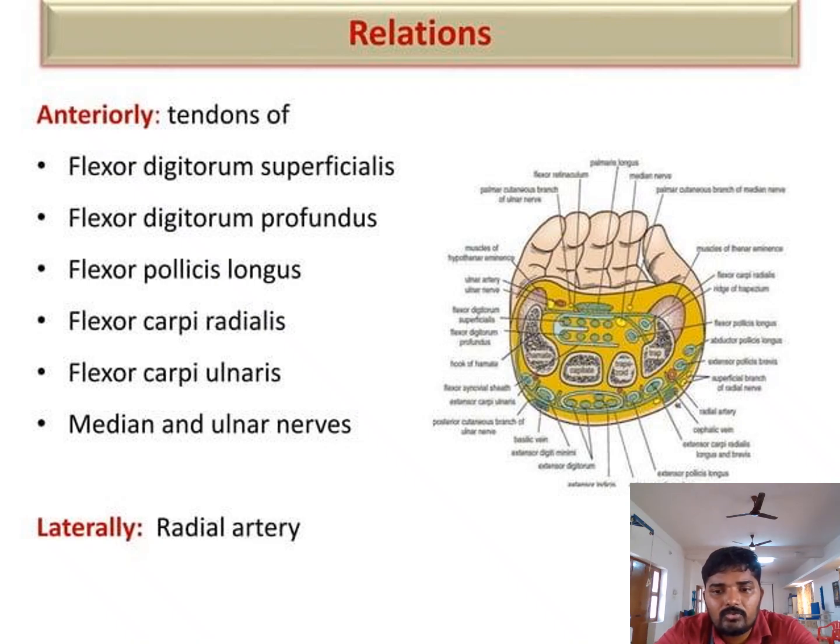Good morning, students. Today we'll see the continuation of the wrist joint. The next topic is to learn the relations.